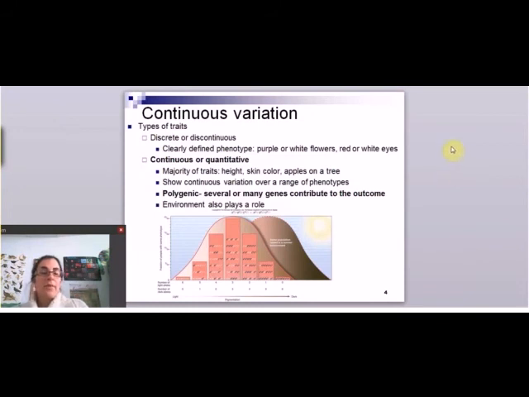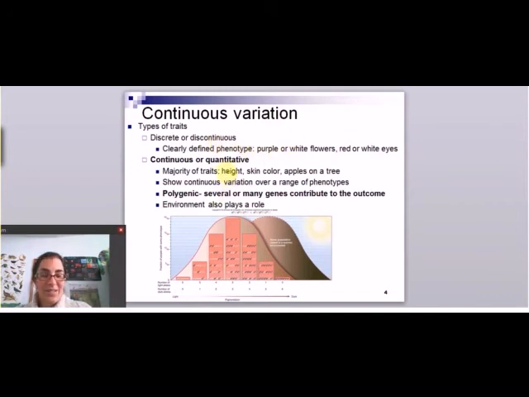So the second example of gene interactions is polygenic inheritance and continuous variation. There are two types of traits. What we've looked at up until now is discrete or discontinuous traits. These are where you have distinct categories, like purple or white. You don't have anything in between, you just have purple or white flowers. You can also have, for example, in fruit flies, red or white eyes. There's nothing in between, they're either red or white. That's discrete or discontinuous traits.